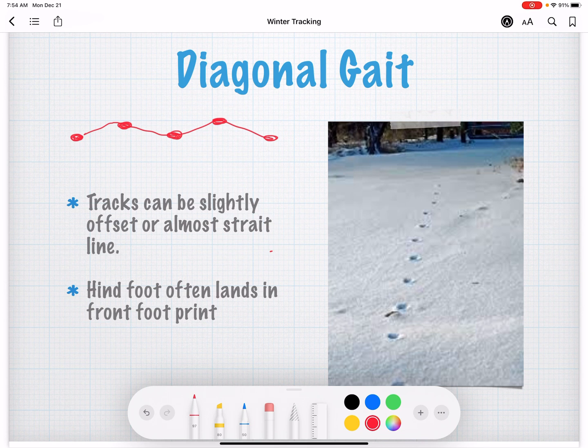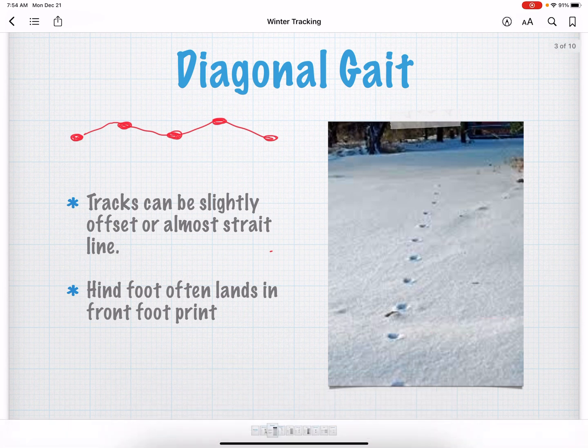That hind foot is going to land right in that front footprint, and there's a pretty good example of some diagonal gait in action there. Let's see if we can flip to the next page here.